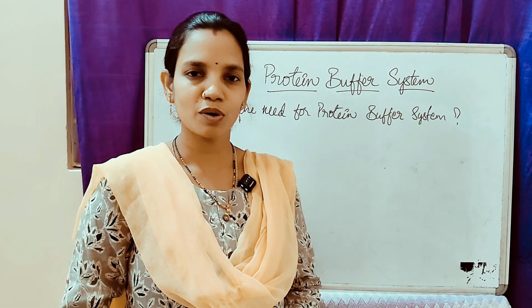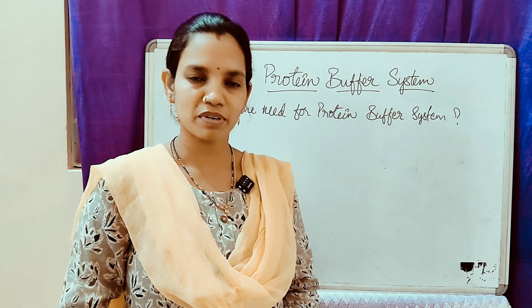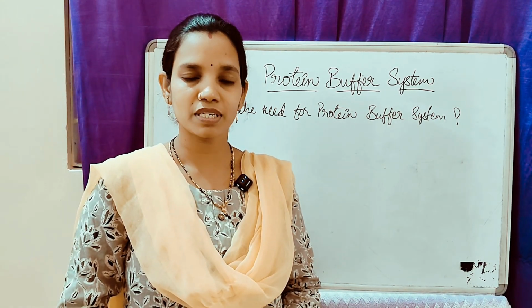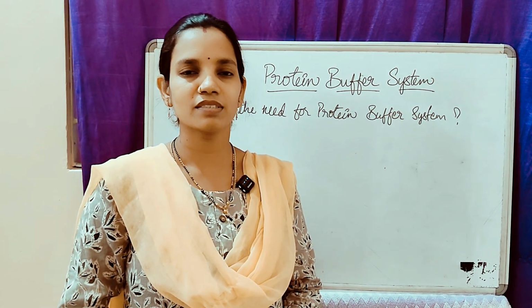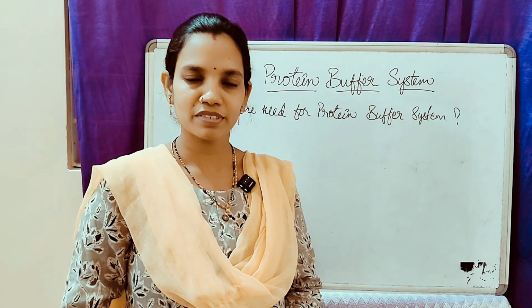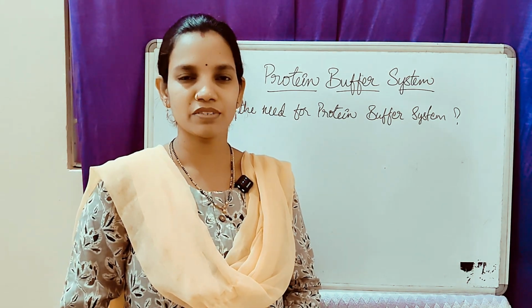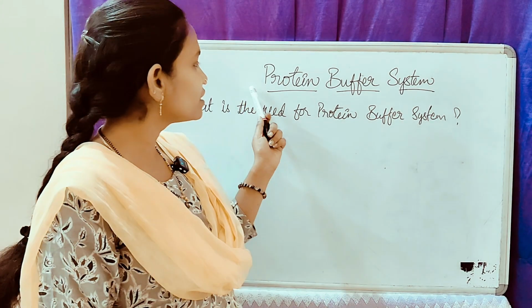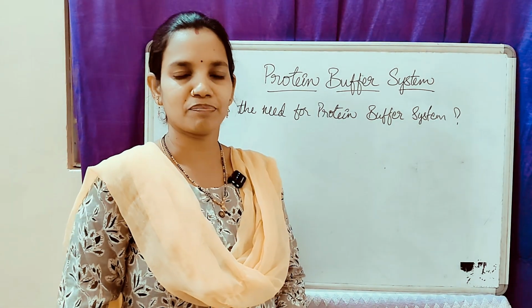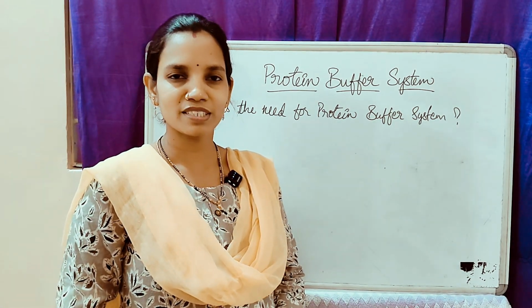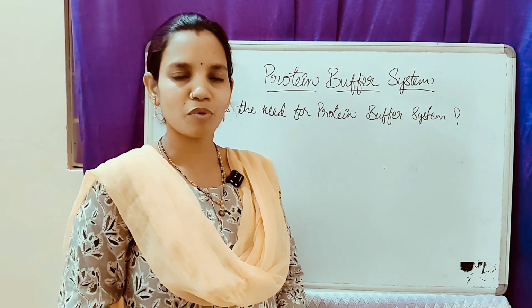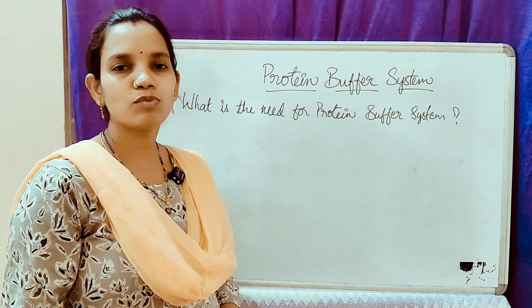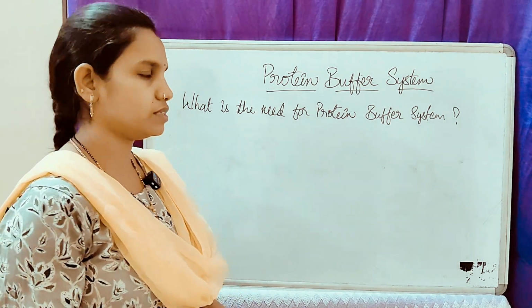Now you may get a doubt that we already have phosphate buffer system that regulates pH inside the cells, and an important biological buffer, that is bicarbonate buffer system, that also regulates pH in the blood. Now, what is the need of this protein buffer system? Let's find out what it is actually and how it regulates pH in our body. Let's see what is the need for protein buffer system.